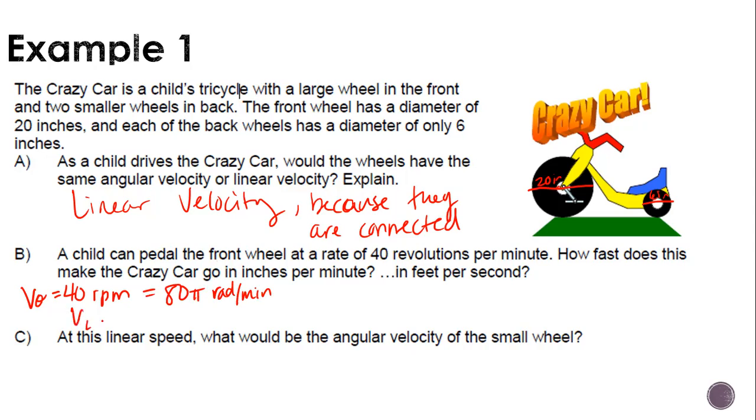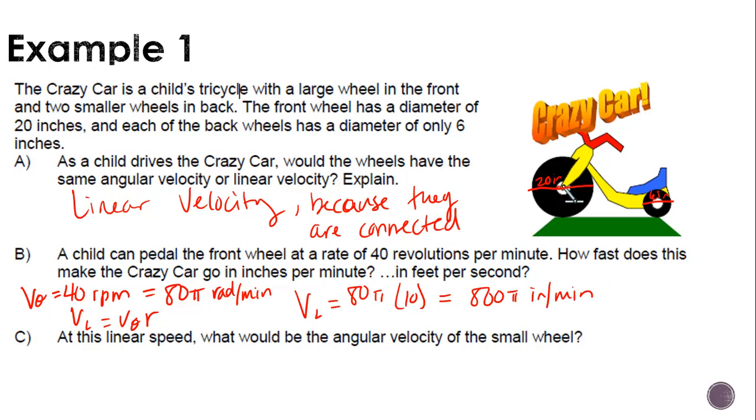Next, to find my linear velocity: your linear velocity equals your angular velocity in radians times your radius. Do I know the radius of the big wheel? It's 10. So I end up with 80 pi times 10. What does that give me? 800 pi. And that's in terms of inches per minute. So I have 800 pi inches per minute.